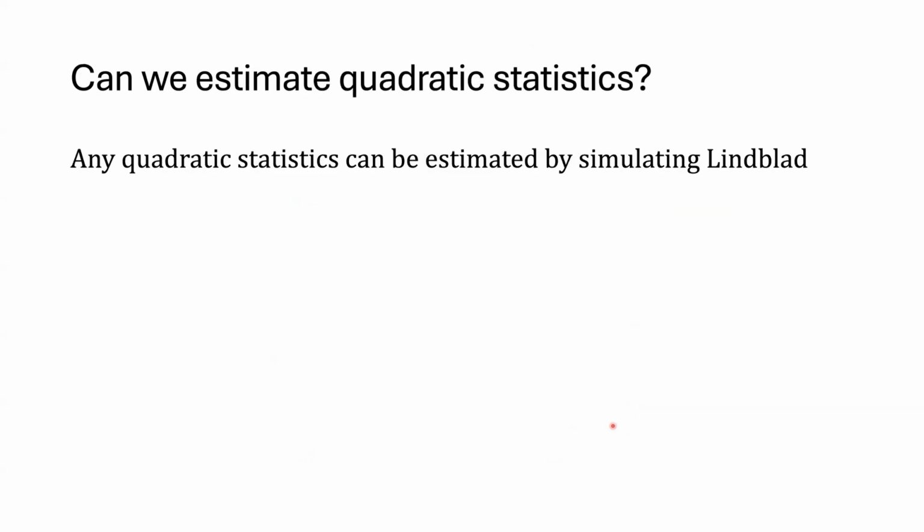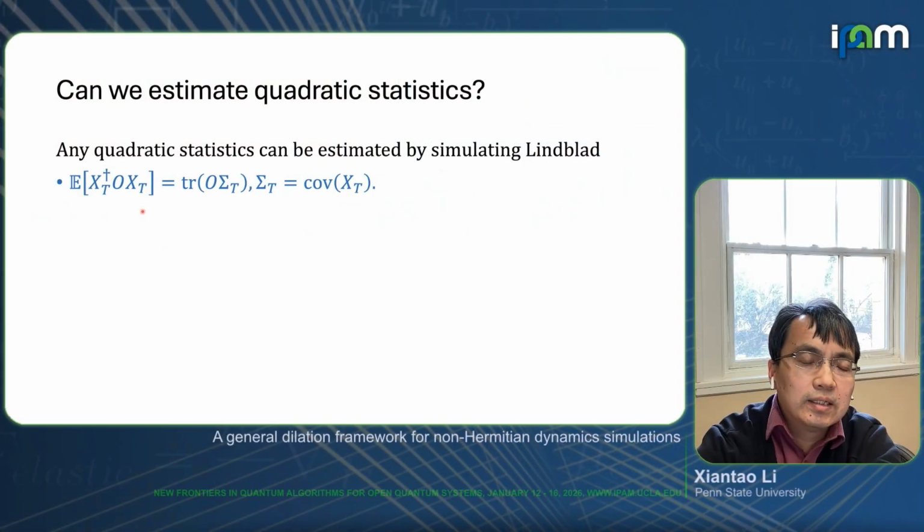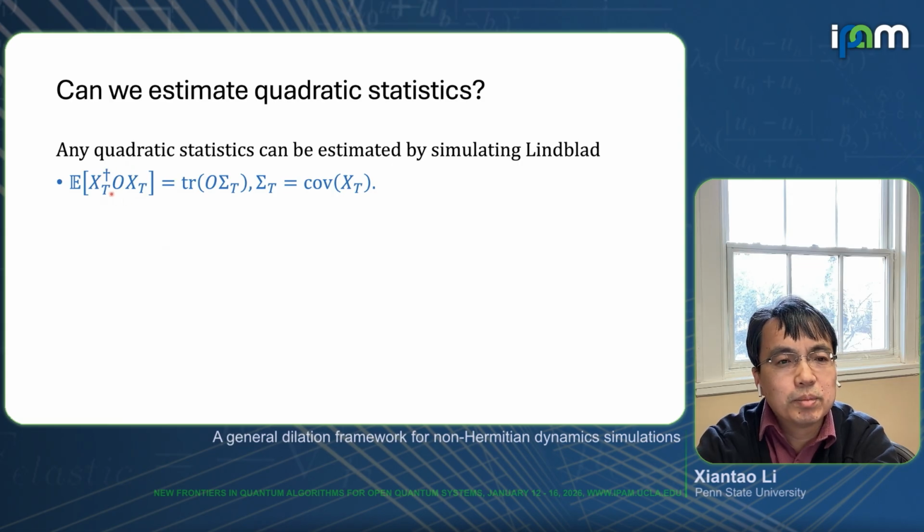Now, one of the scenarios that this can be applied to is you solve the SDEs and you're estimating some quadratic statistics, for example, the covariance matrix. It turns out that you can estimate these quadratic statistics by simulating the Lindblad equation. Right? So suppose that the quadratic random variable that you try to estimate is written in this form. You can write it as the trace with the covariance matrix.